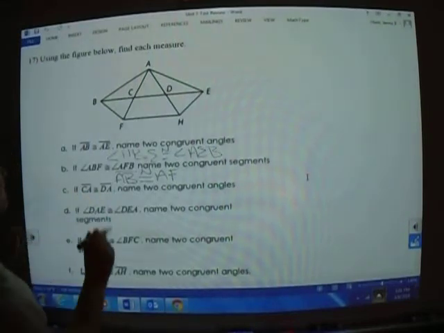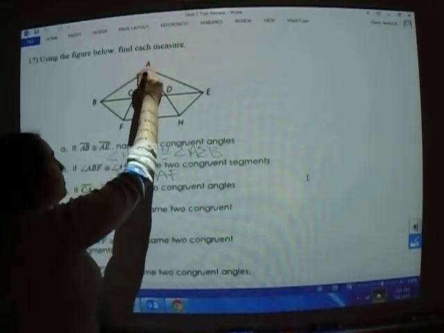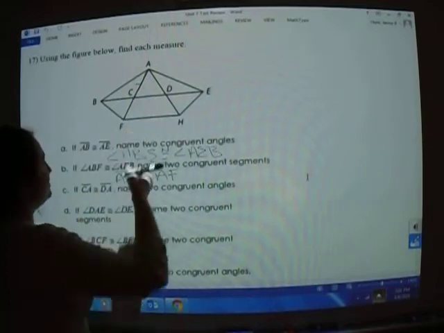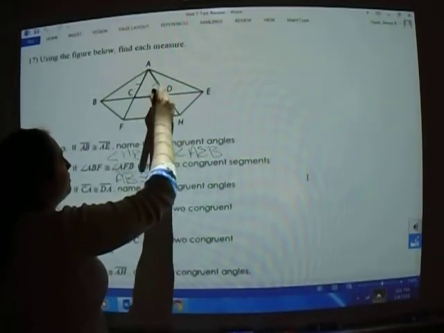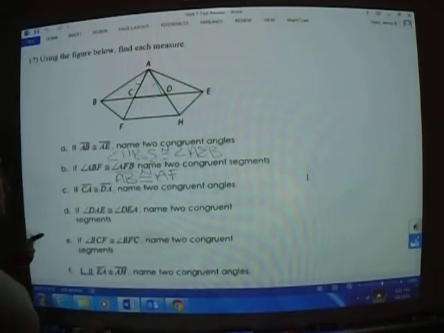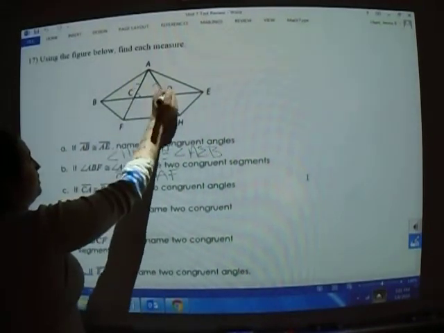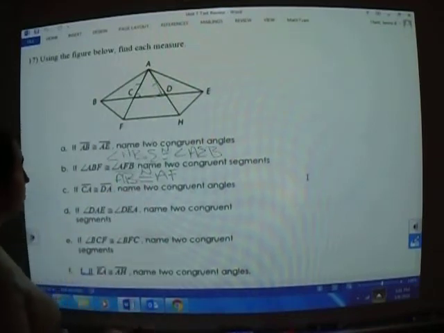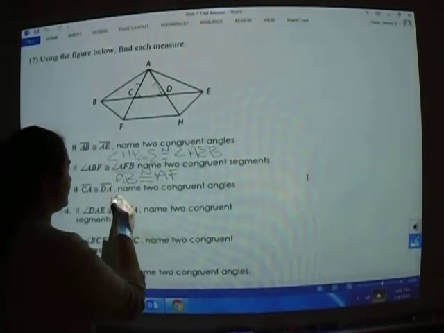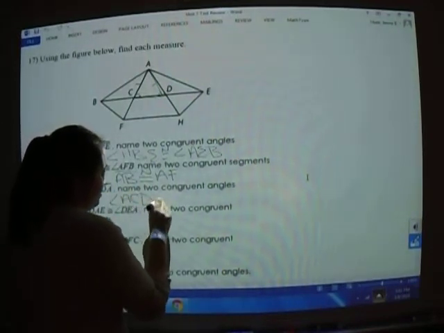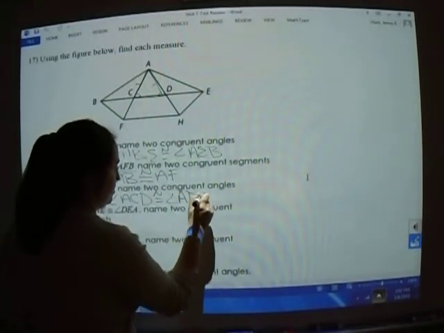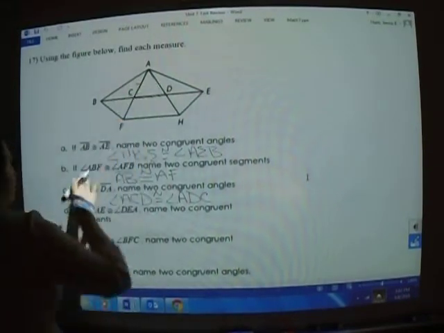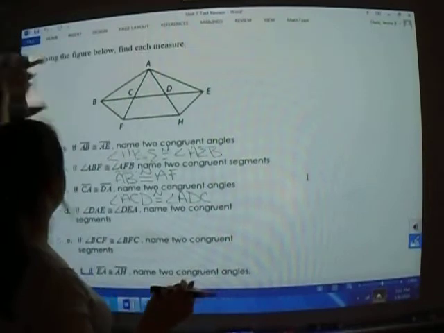If CA is congruent to DA, you get it. That's our triangle. Name two congruent angles. It's an isosceles triangle, so those two, right? So angle ACD is congruent to angle ADC. Alright? So now we start over with it.